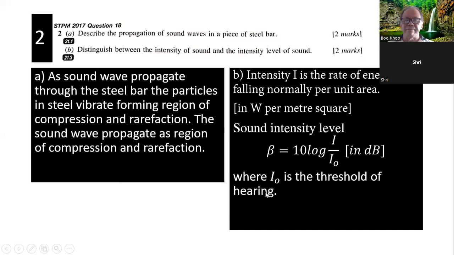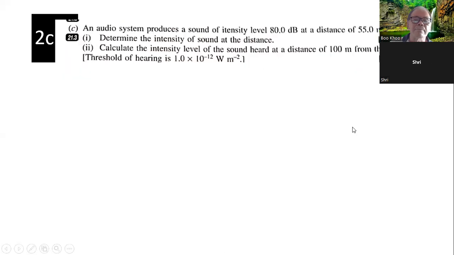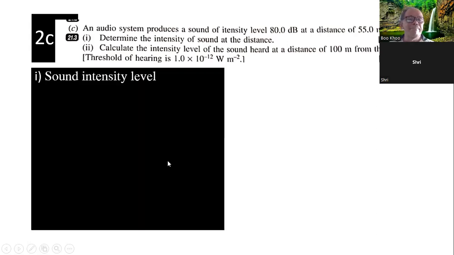Threshold of hearing. And then what is beta? Beta is the sound intensity level. Okay. An audio system produces a sound intensity level of 80 dB at a distance of 55 meters. Determine the intensity of sound at that distance. They want you to use a formula, the sound intensity level.